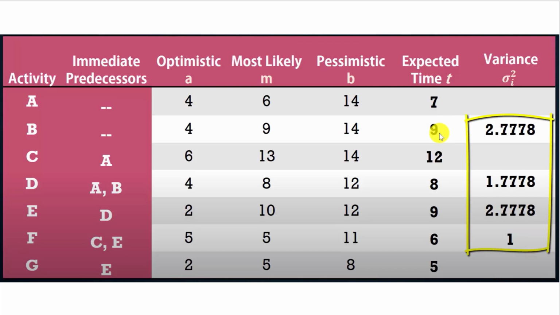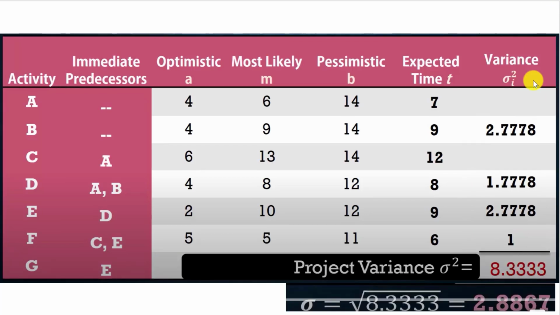So the variance for activity B is 2.7, for activity D is 1.7, for activity E is 2.7, and for F the variance is 1. So the total project variance equals 8.3333, and the standard deviation equals the square root of the total, the square root of 8.3333, which equals 2.8867.